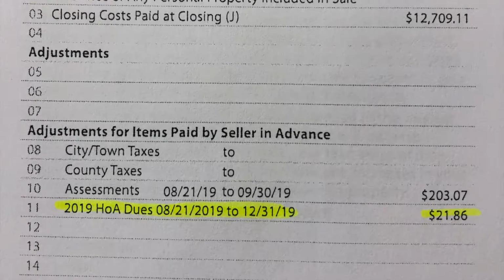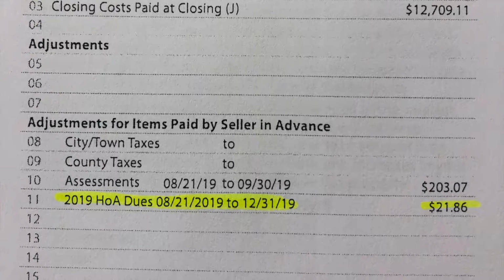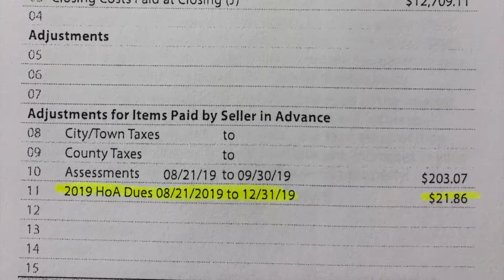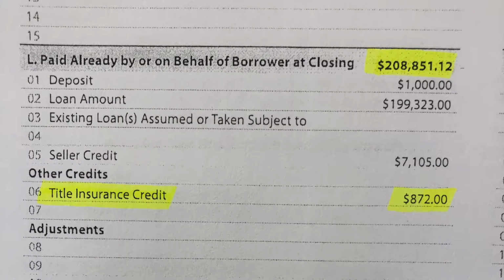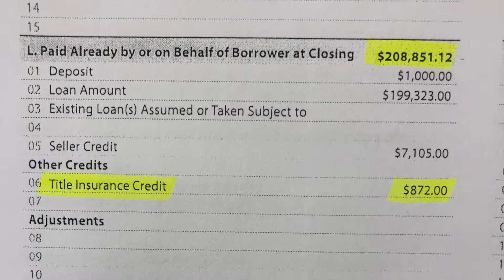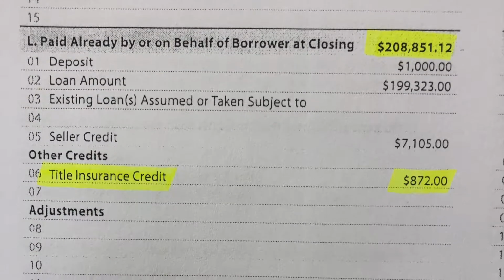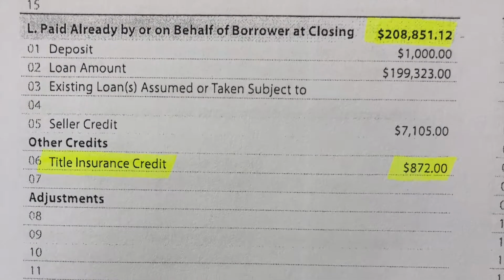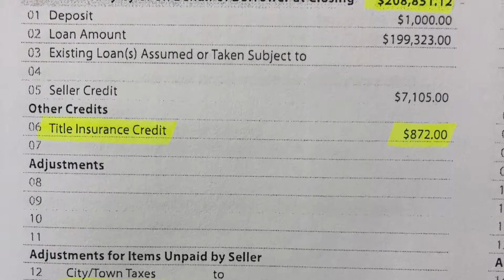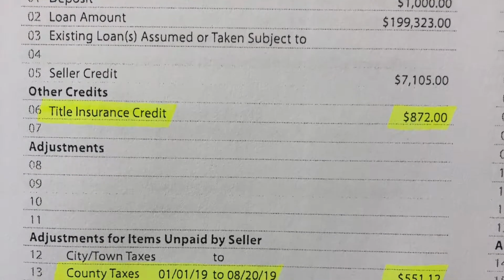Anything the seller has paid in advance, you give them a credit for as of the closing date. So in this case, we have the assessments and the HOAs, which are settled up through the end of the year. Then on the bottom half of that, we just take off the deposit, the loan amount. In this case, the seller was giving a credit, so we take that number off as well. If you see title insurance adjustment or title insurance credit, that's where the seller's paying for your title insurance. So you can see where that's coming directly off your bottom line.